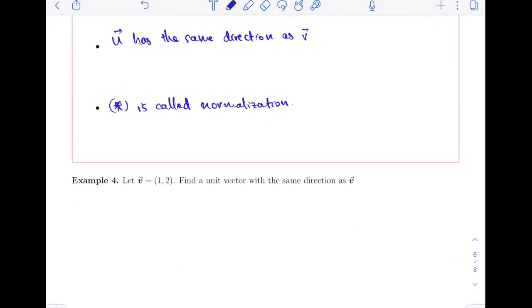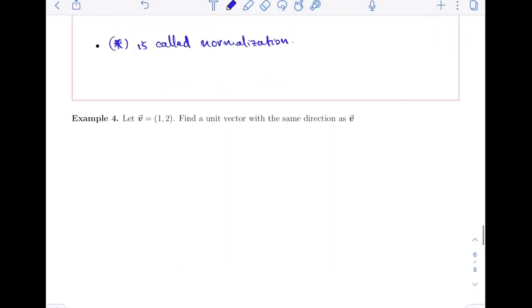You're given a vector v equal to the vector 1, 2, and I want to find the unit vector with the same direction as v. That means you just find the unit vector of v. Right? So the unit vector of v is u equal to 1 over the magnitude of v times the vector v, given that the vector v is equal to 1, 2.